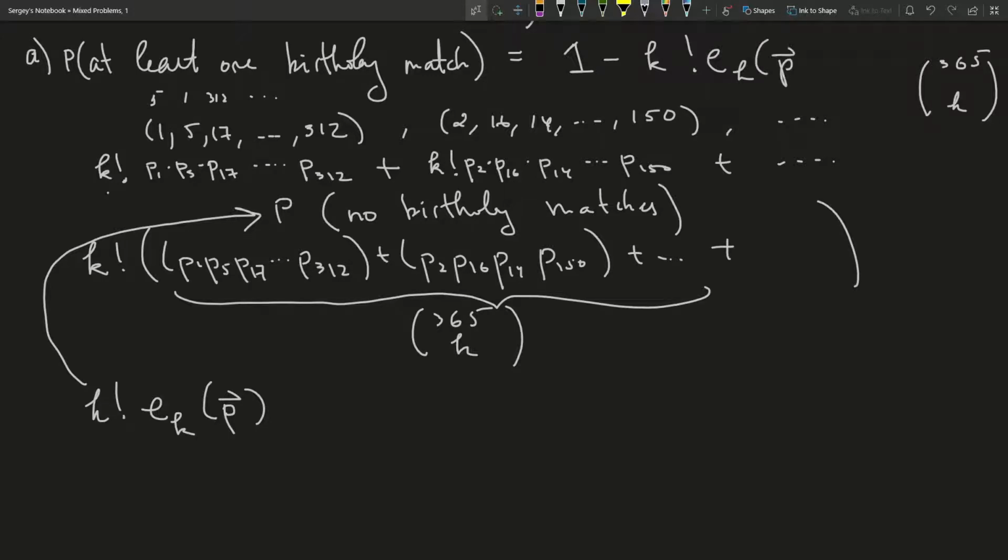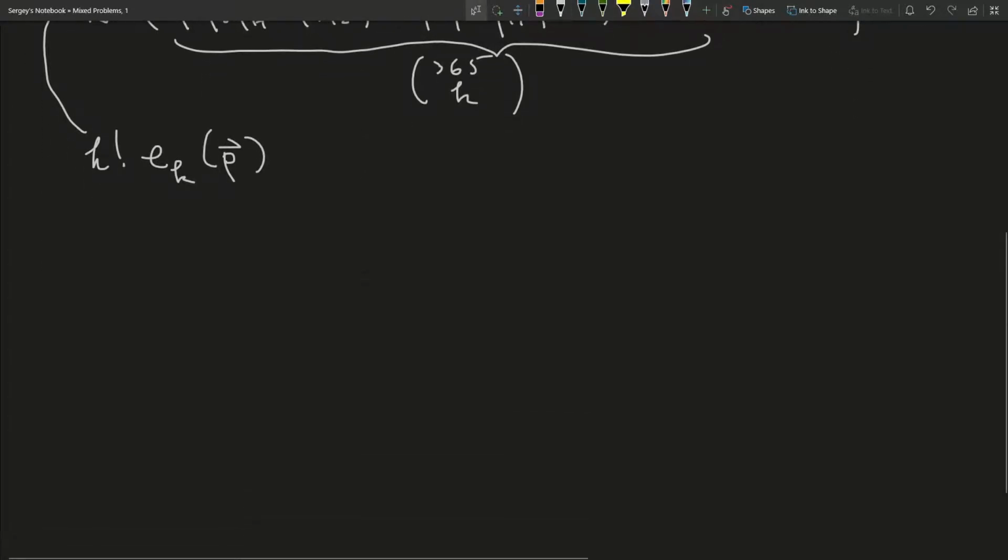And we get our answer for part A. Now for part B, we want an intuition as to why the probability of at least one birthday match would increase if the pi's in the vector p were not all the same. And the intuition is as follows.